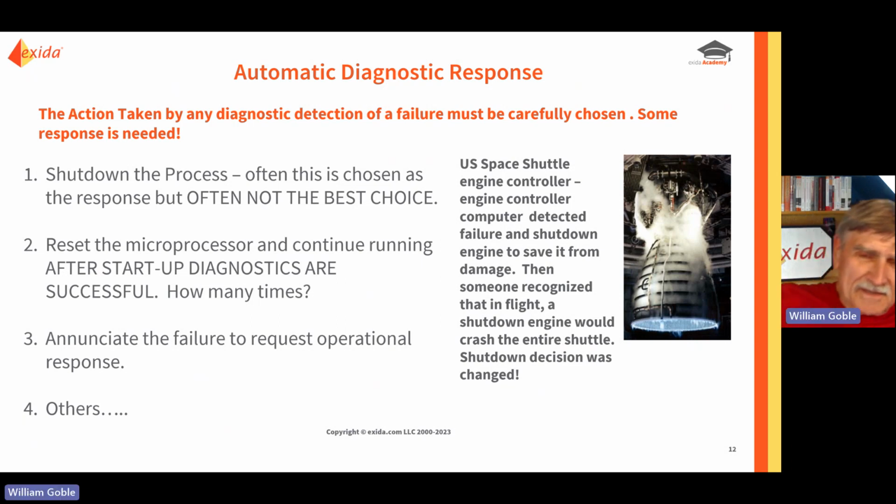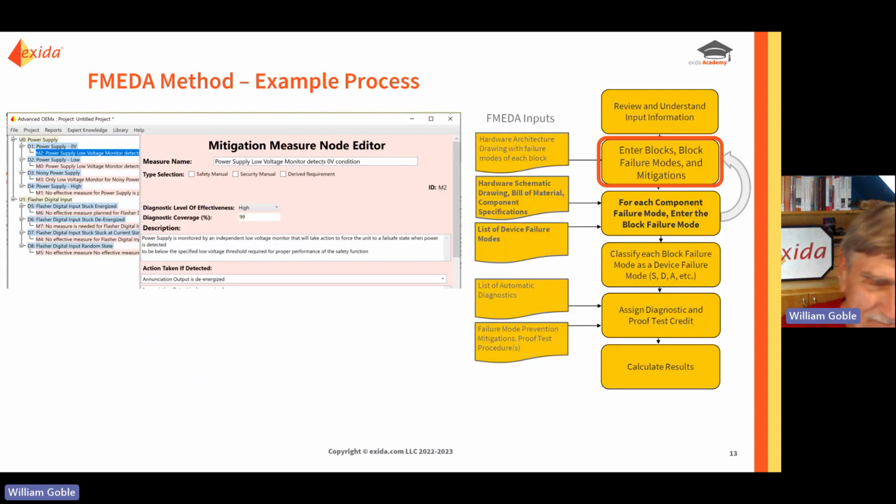Then someone realized a much bigger consequence is total destruction of the vehicle if the engine did shut down unnecessarily. So obviously that shutdown decision was changed. In any automatic diagnostic, the choice, 1, 2, or 3, must be made by the designers, and whomever is doing the FMEDA analysis must know that choice.